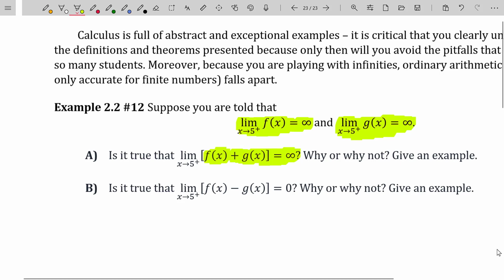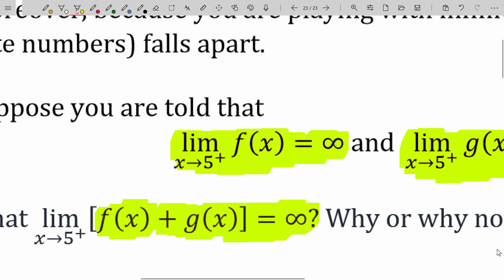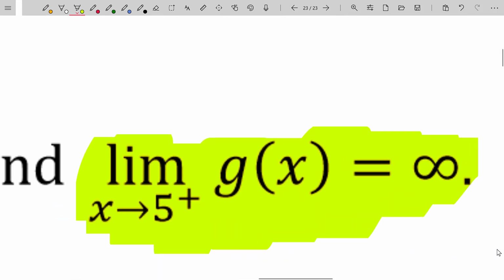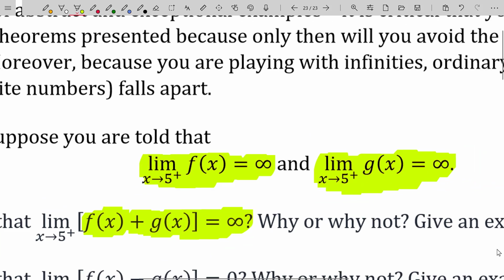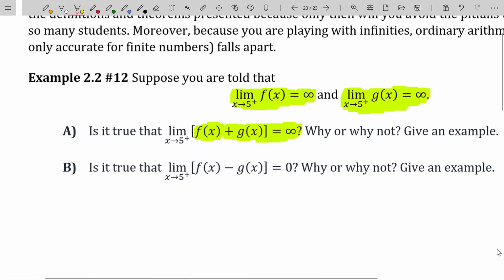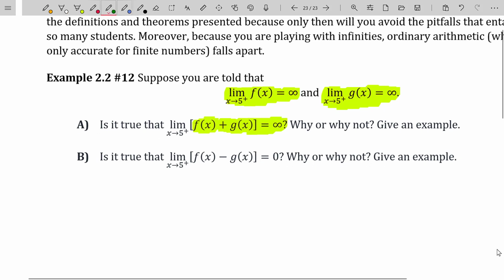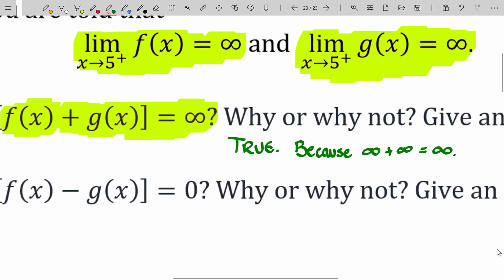So suppose you have something running off to infinity, we'll call that f, and suppose you have something else running off to infinity, we'll call that g, and you want to add those together. Well, it should make sense that they both added up will become infinite as well. So it is true that the limit of f of x plus g of x as x approaches 5 from the right should also be infinite. So it is true, I'll write that down. And simply said, because infinity plus infinity is infinity.